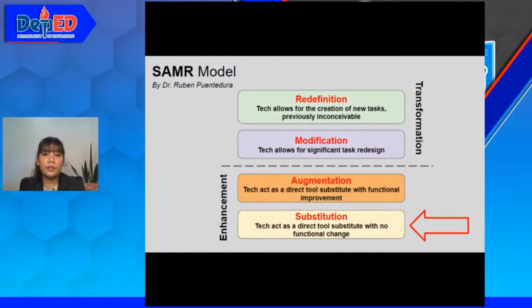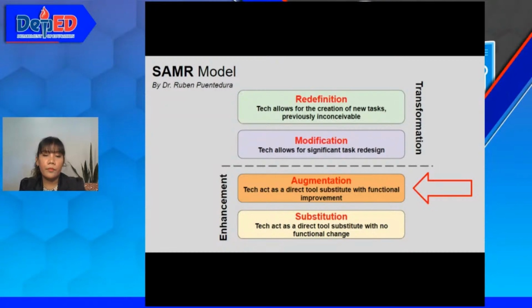of the SAMR model is substitution, where the app is used as a direct substitute for traditional practices, and it doesn't change the learning process or outcome. The second level is augmentation. In augmentation, the technology adds something to the learning process beyond just convenience. It might give your students a clear understanding of a complex topic or make it engaging in a way that traditional methods can't.